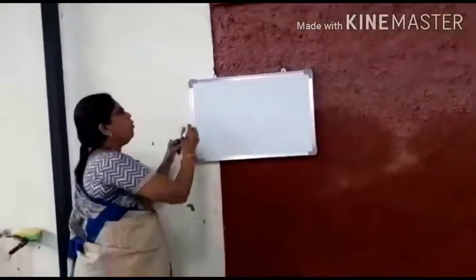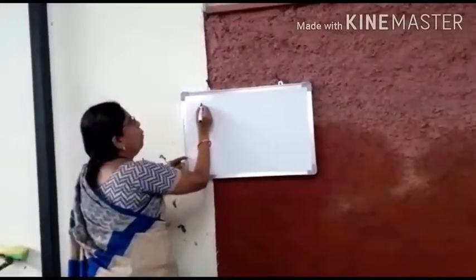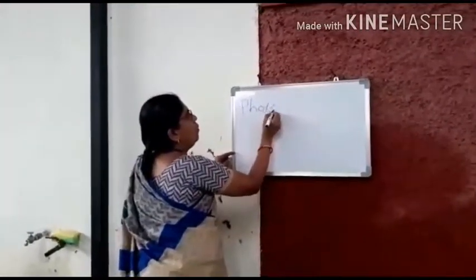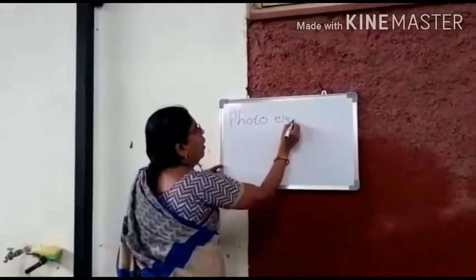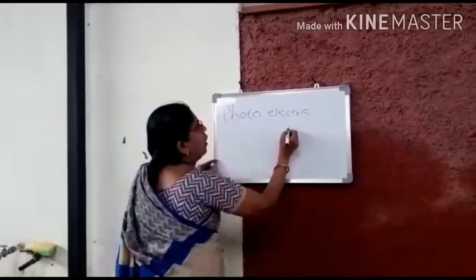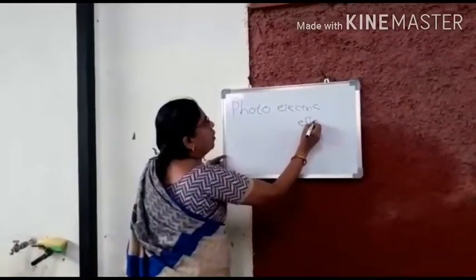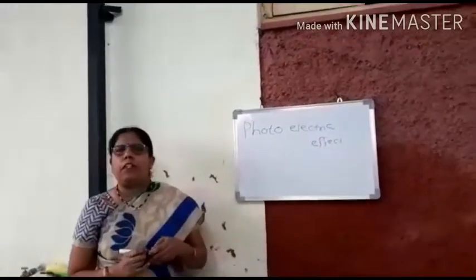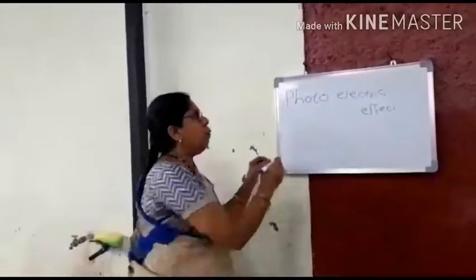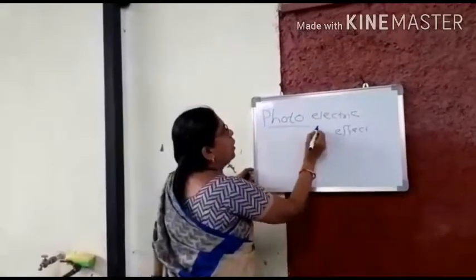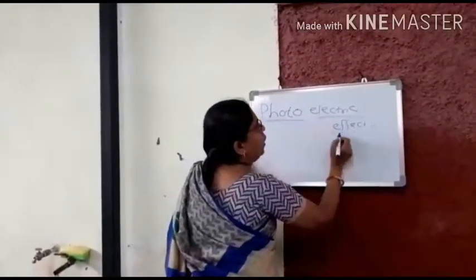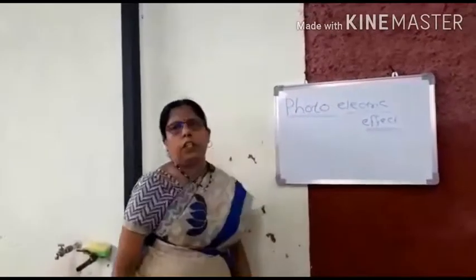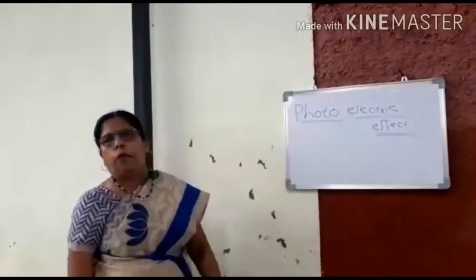Today I am going to discuss the photoelectric effect. When light of suitable frequency falls on a metal, it emits electrons. That process is known as photoemission. In this case, photo means light.